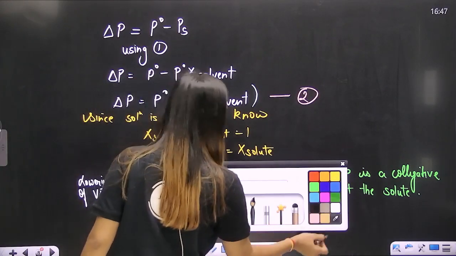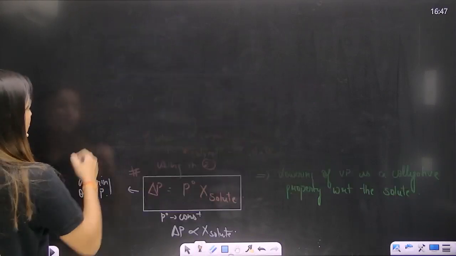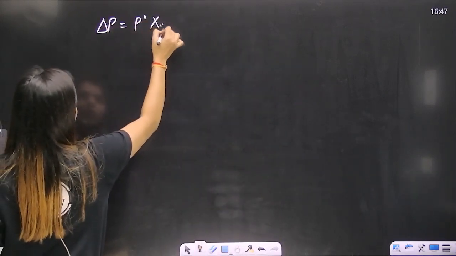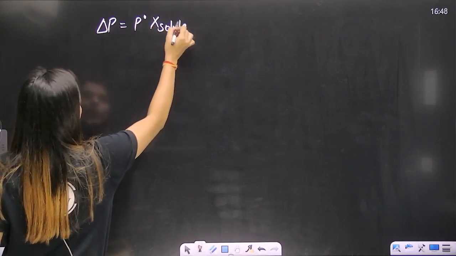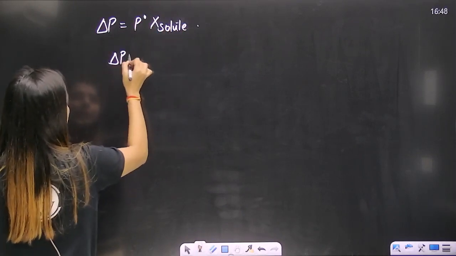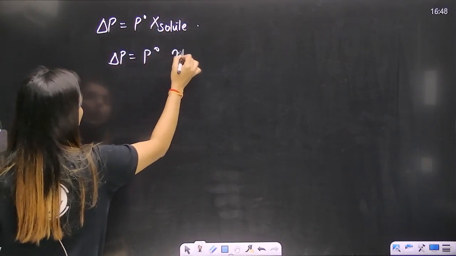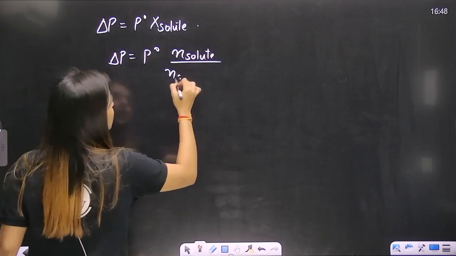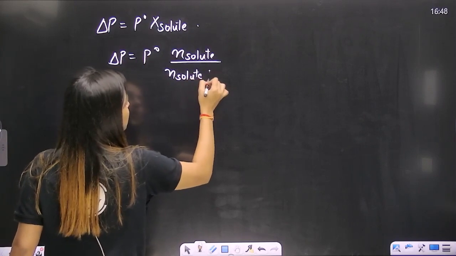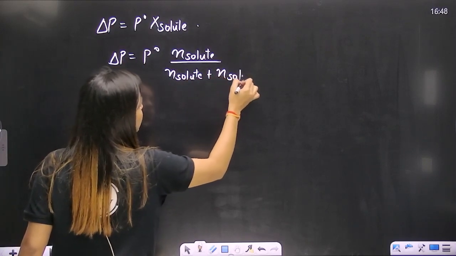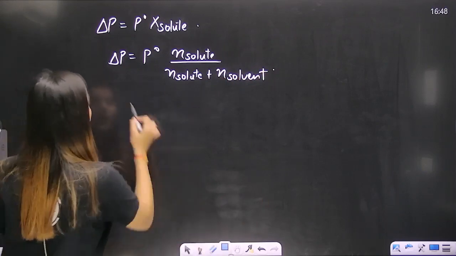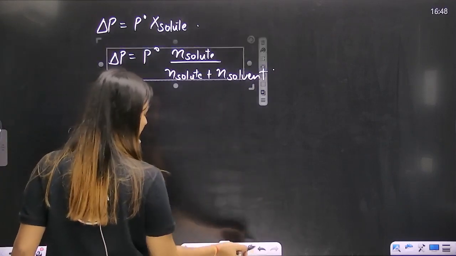Now, using this particular formula, delta P is equal to P naught into mole fraction of solute can also be written as delta P is equal to P naught into moles of solute upon moles of solute plus moles of solvent. So if you want, you can use this formula as well.